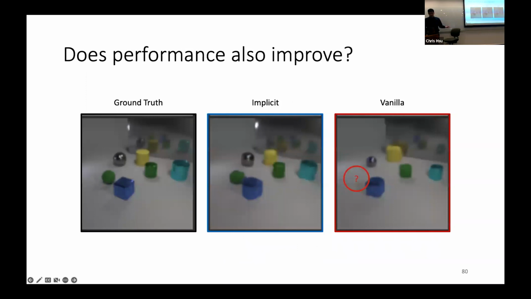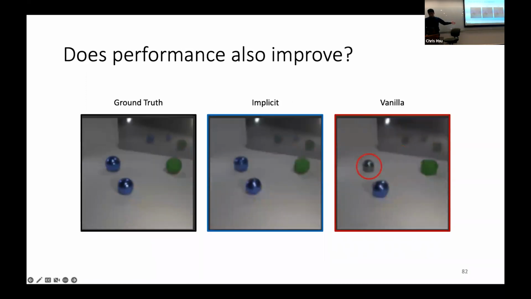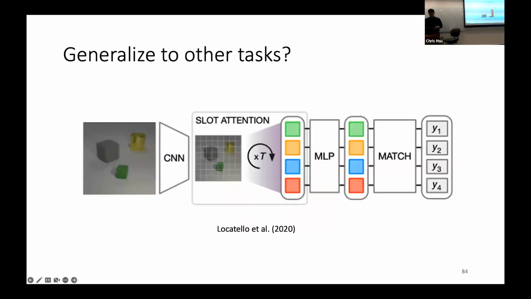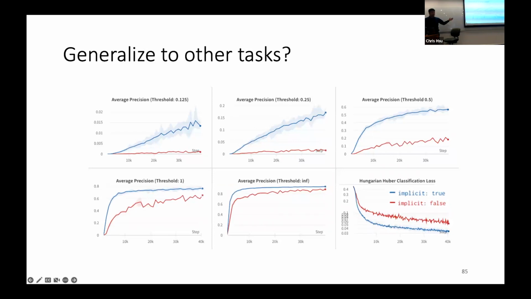When we look at reconstruction quality, we observe that the vanilla version sometimes misses the objects, changes their size or changes their colors, whereas the implicit version generally matches the ground truth much more closely. So essentially, better optimization translates into better results. We can also see this quantitatively in terms of the mean squared error, which is almost a 7x improvement. For other tasks such as set property prediction, we also see better optimization, as you can see in the blue curve here.